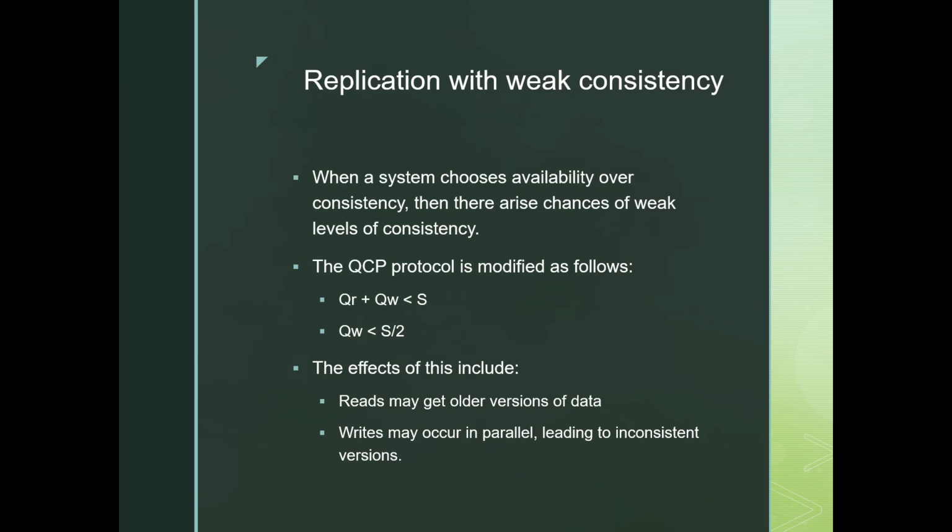That means we can have replication with weak consistency. For that, we have to modify the quorum consensus protocol, which we discussed earlier, as follows: the read and write quorum total sum can be less than the sum of the weights required, and QW can be less than S by 2. The effects may be that writes may occur in parallel, leading to inconsistent versions, and the reads may get older versions of the data.